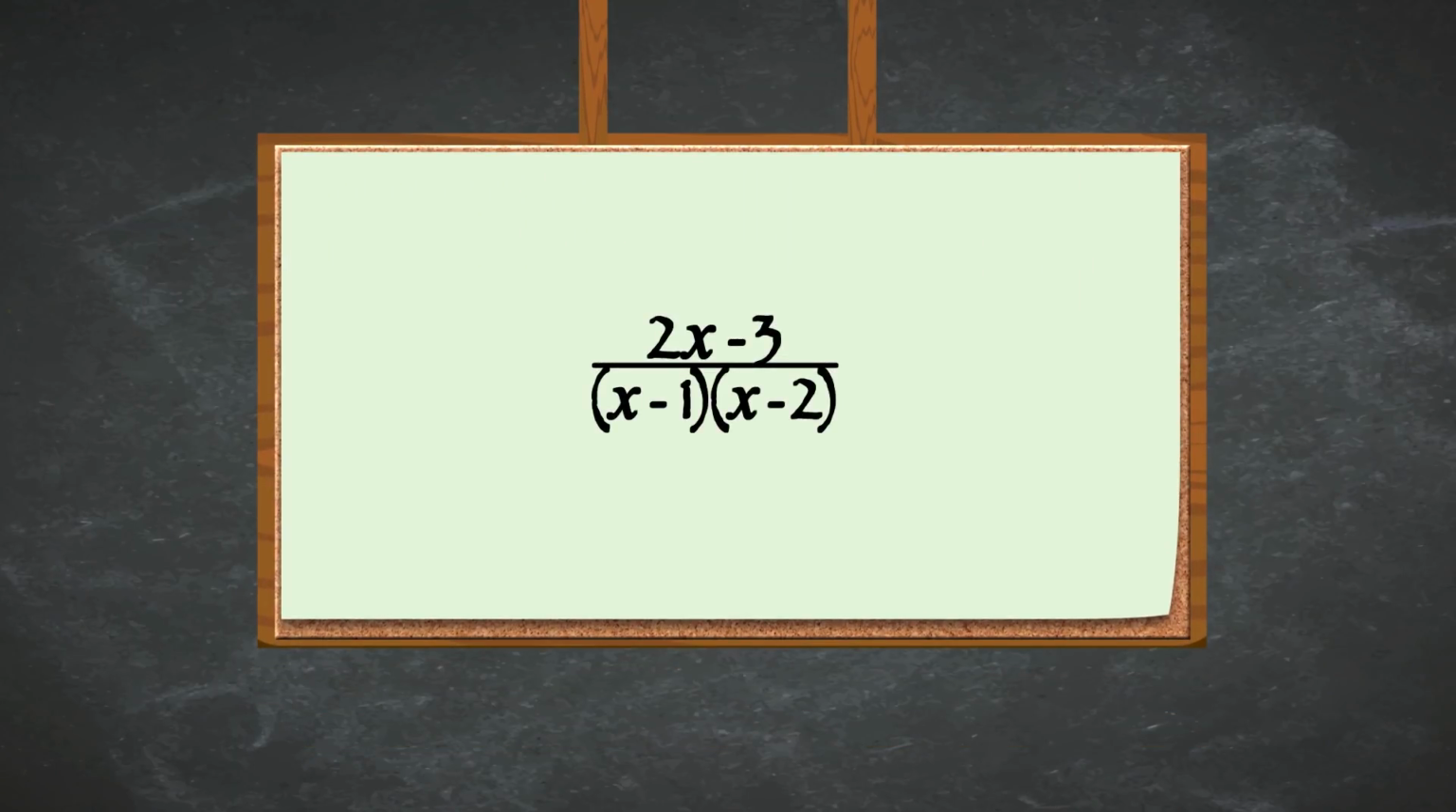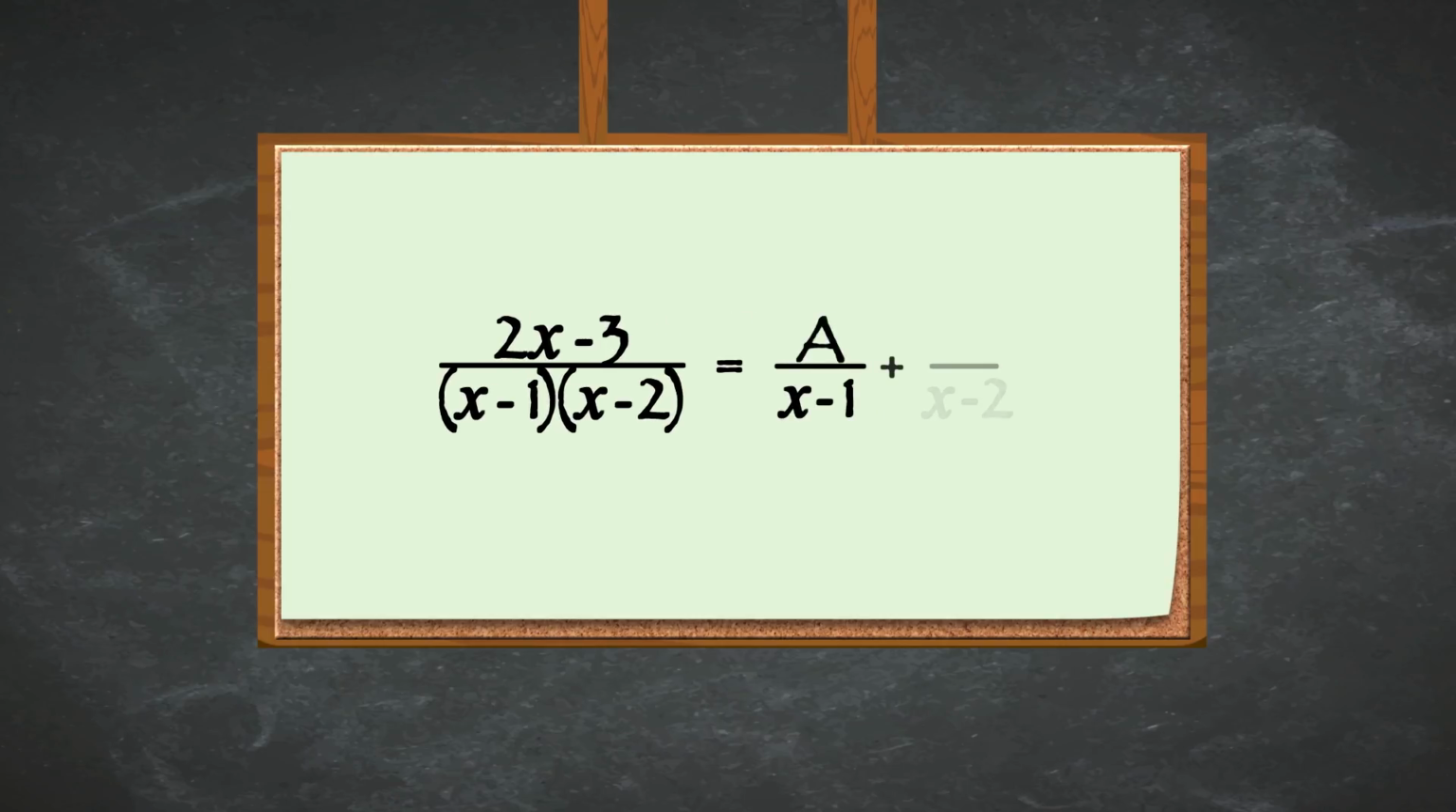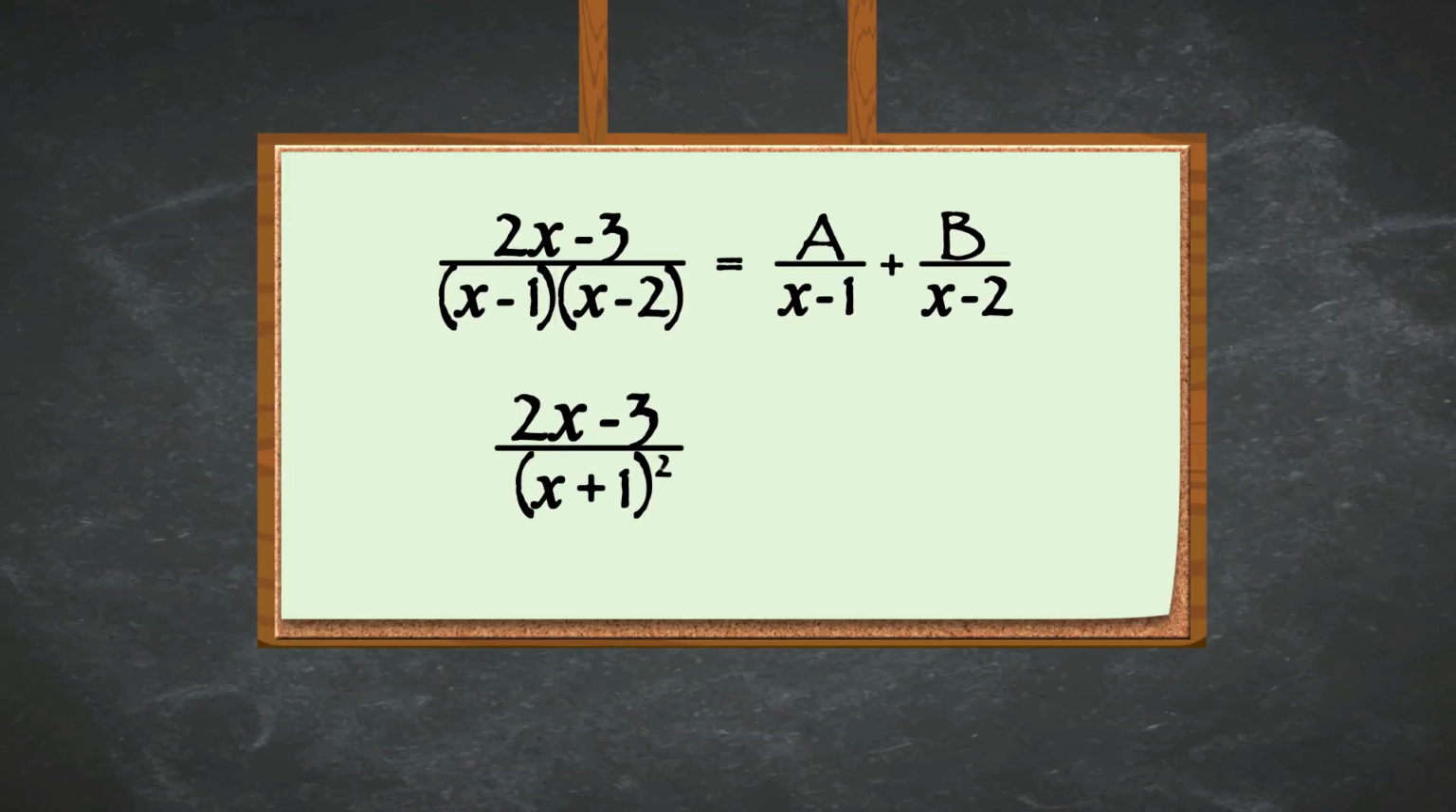We've learned how to obtain the partial fractions for this type of fraction. Here, the denominator is a product of linear factors. Another type of fraction has a repeated linear factor in its denominator. We've also learned what its partial fractions look like.